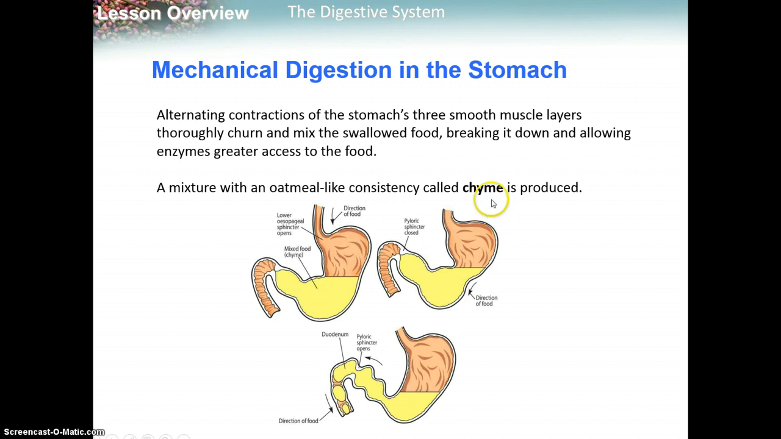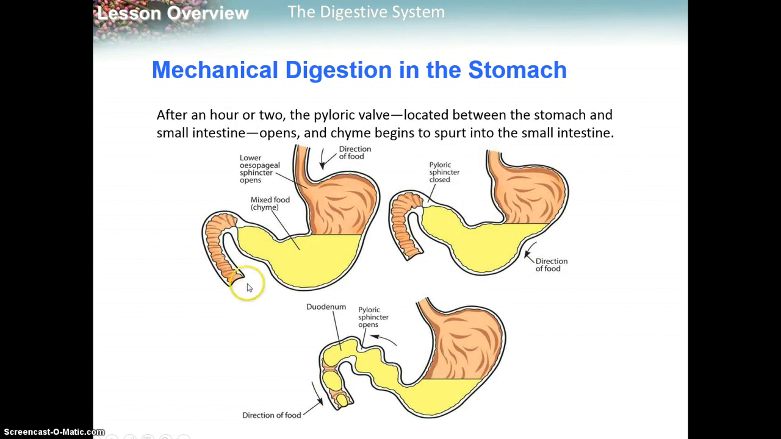So you've probably seen chyme before. If you've ever been sick and thrown up, that's actually what you're throwing up, the digested material, the broken down food that's chyme now. So, a liquidy consistency.